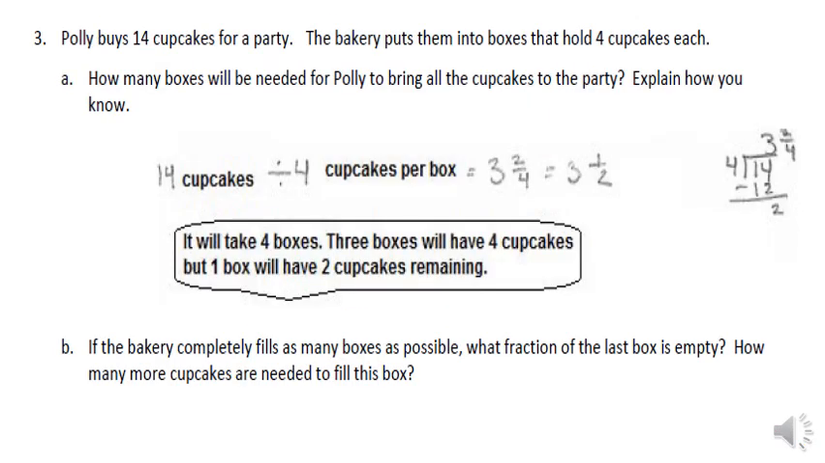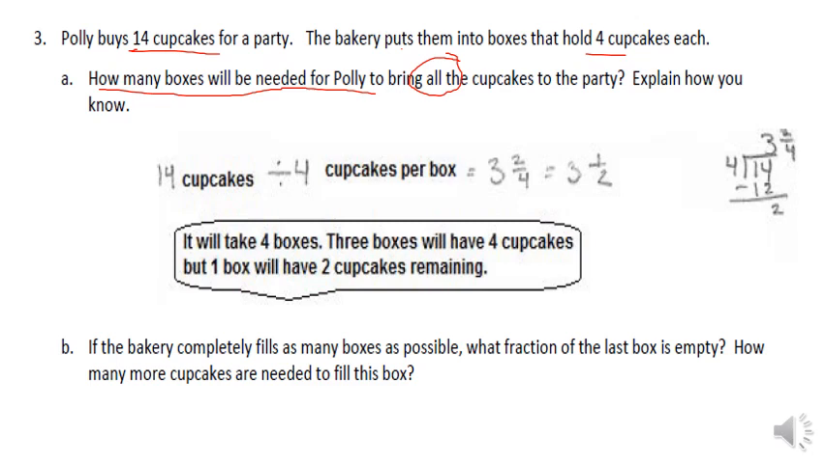Number 3, Polly buys 14 cupcakes for a party. The bakery puts them in boxes that hold 4 cupcakes each. How many boxes will be needed for Polly to bring all the cupcakes to the party? Explain how you know. Now you got to read these very carefully. Okay? So some of the important information here. Polly buys 14 cupcakes, so that's important. The baker puts them in boxes that hold 4 each. How many boxes will be needed for Polly to bring all the cupcakes?